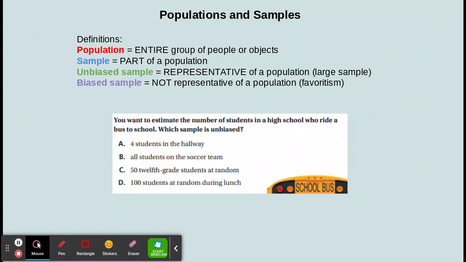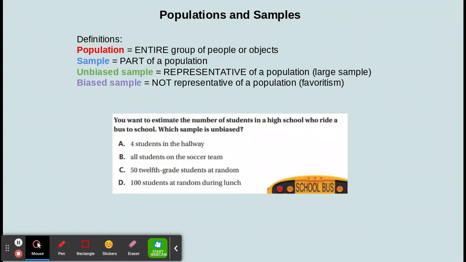One is population. Population is the entire group of people or objects. And when you take a sample, you take a part of that population. Your sample can either be unbiased, meaning it's representative of a population. It's a large sample, and you've randomly selected. There's a biased sample, which is not representative of a population. Basically, it's showing some sort of favoritism, or you're using too small of a sample.